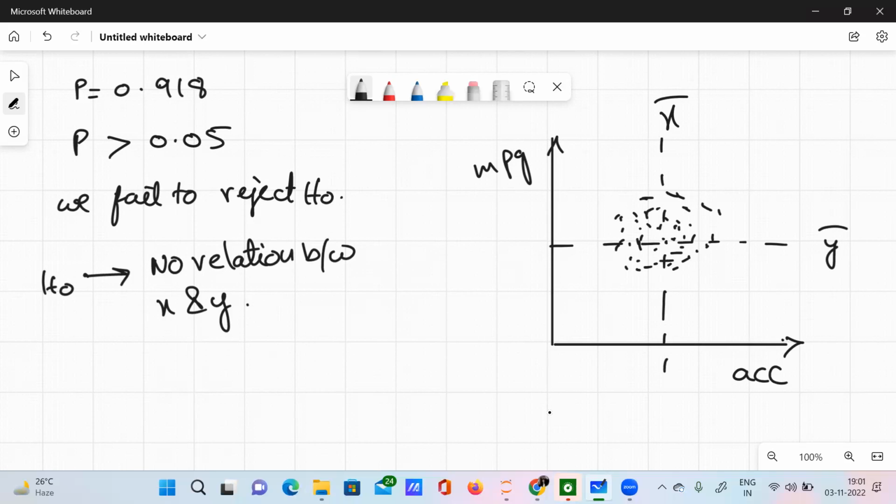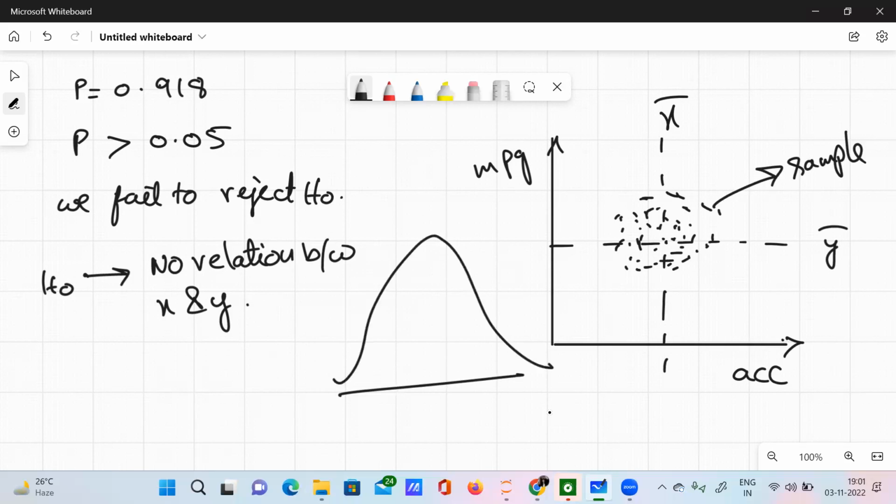So this particular sample is truly belonging to the population. We can say that this particular sample is actually belonging to the population. So we can confidently say that.